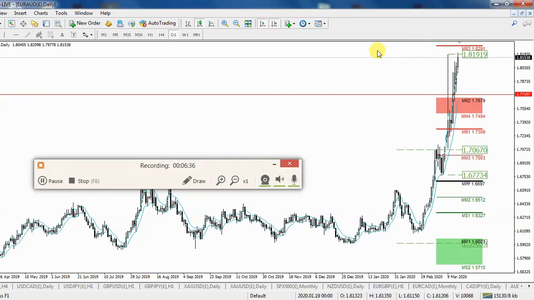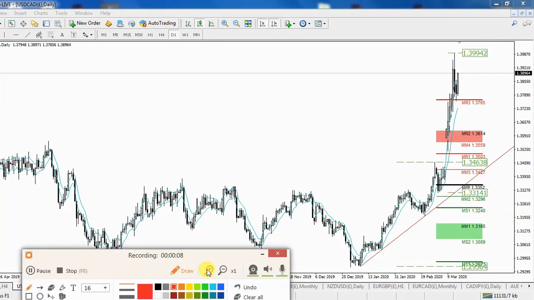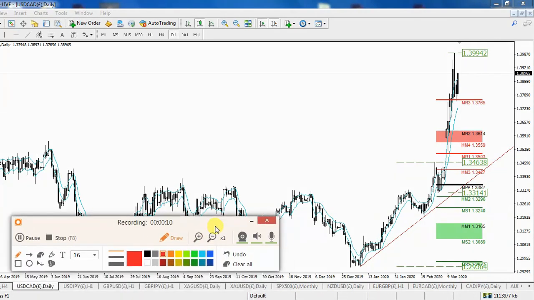We continue with the US dollar against Canadian dollar, starting with the daily charts, and this currency also gapped, as most of the currencies had the gap, for over 100 pips.